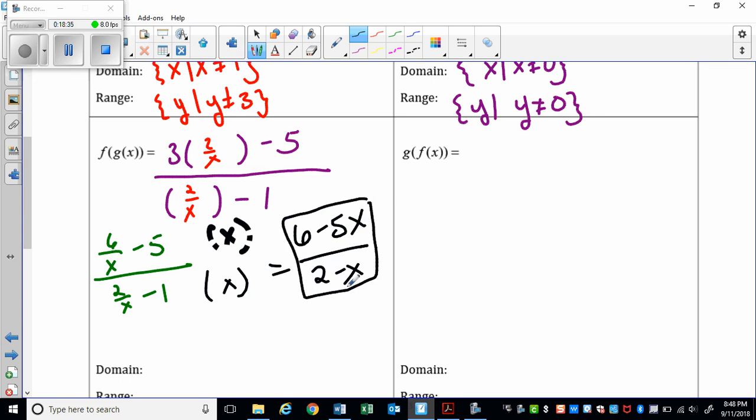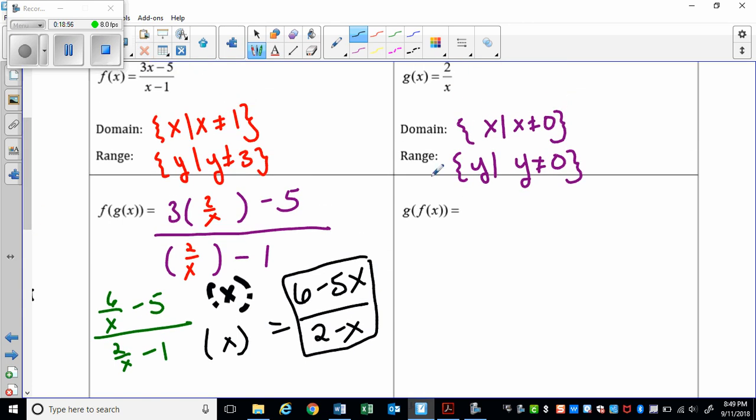All right, and there is still a problem with the denominator. There's still going to be a restriction on the domain, and this is when x equals 2, positive 2. Okay, let's look up here and do this one.